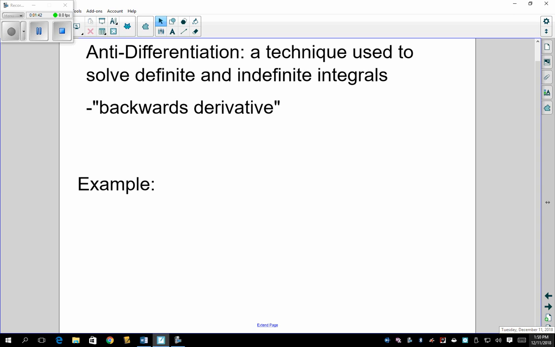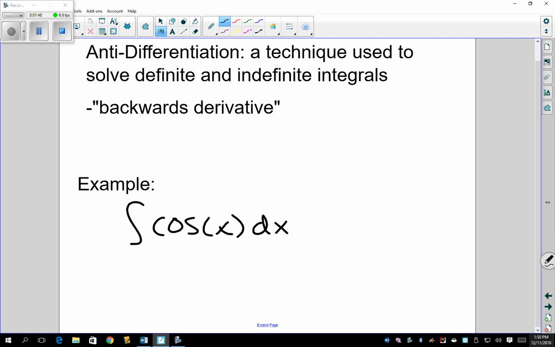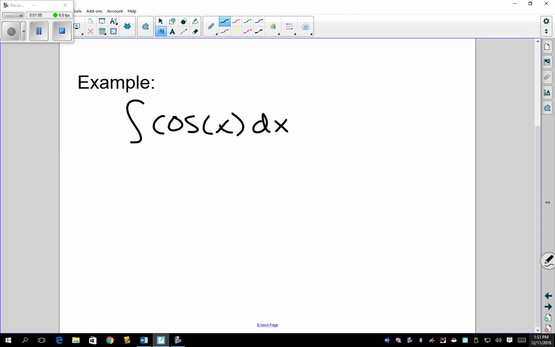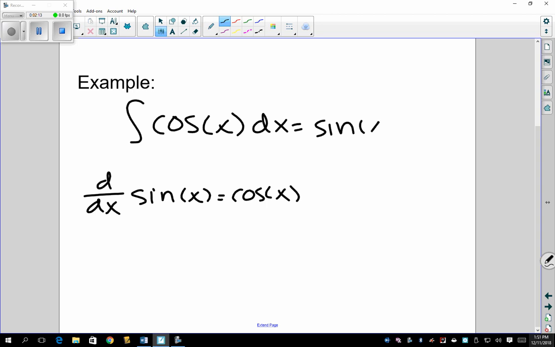So our first example is the integral of cosine x dx. And this is an indefinite integral. My bounds aren't defined. So if I think about the backwards derivative, I know that the derivative of sine x is cosine x, and so the integral of cosine x is actually sine x. These trig identities are a little tricky to get used to, but again, we're just going backwards. So if you know that the derivative of sine is cosine, that means the antiderivative of cosine is sine.